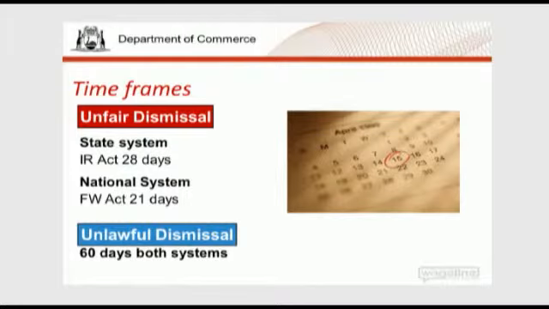For unlawful dismissal, they have 60 days in both systems. So that's going back to dismissal on basically discriminatory grounds. If someone believes that they've been terminated solely because of their gender, their family responsibility, their race, their gender preference, or any of the areas that you can't terminate someone for, they have 60 days to make a claim for that, regardless of what system they're in.